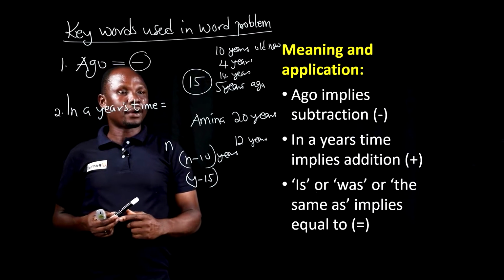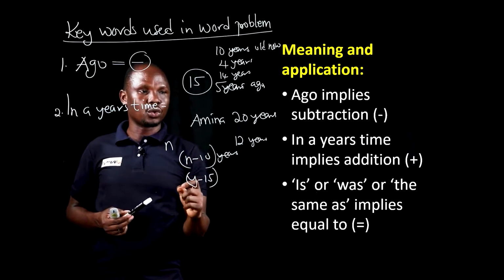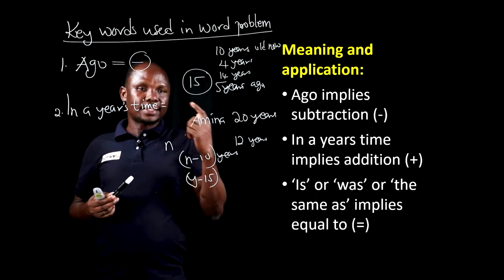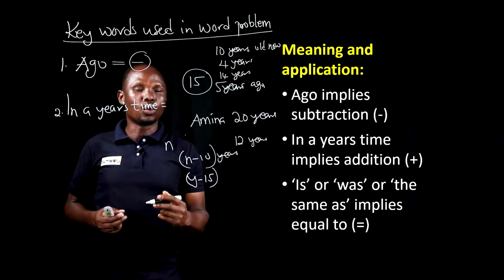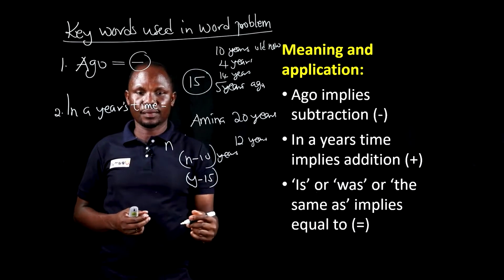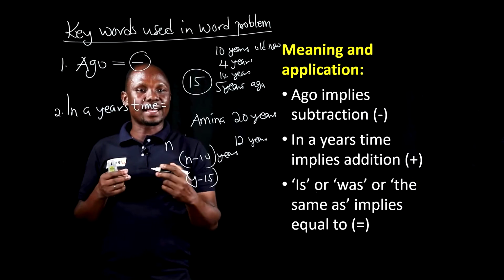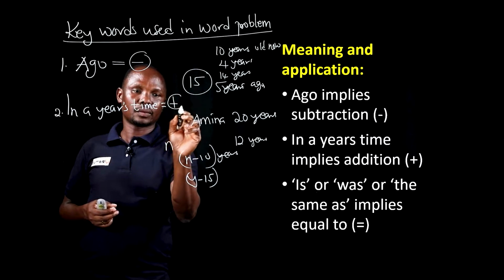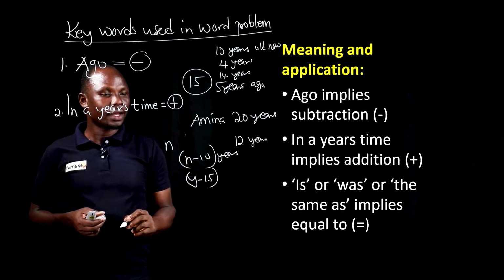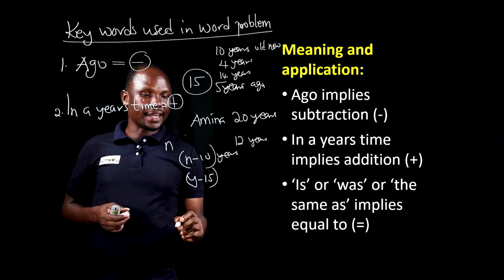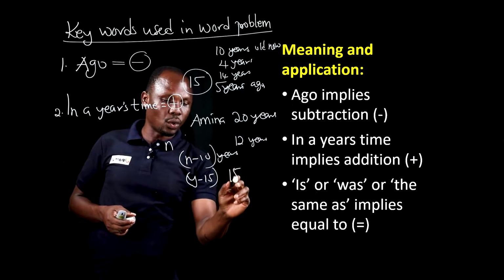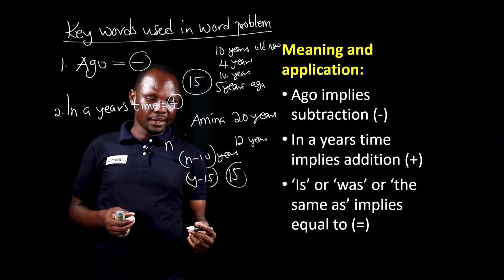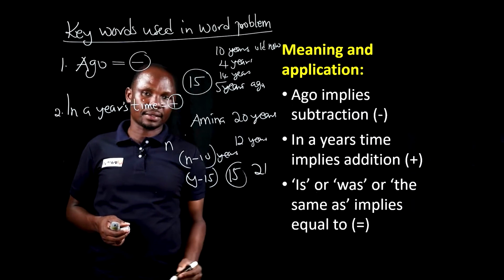So if Owusu is 20 years old now, in 10 years' time, Owusu will be 30 years. So in a year's time means addition. So if Dede is 15 years old now, in 6 years' time, Dede will be 21 years.